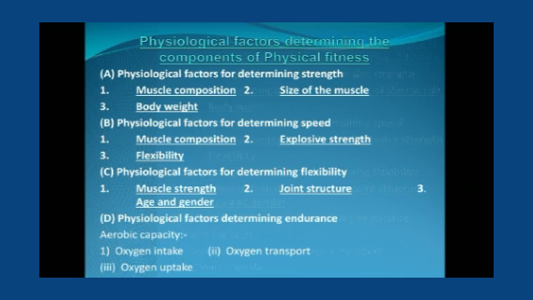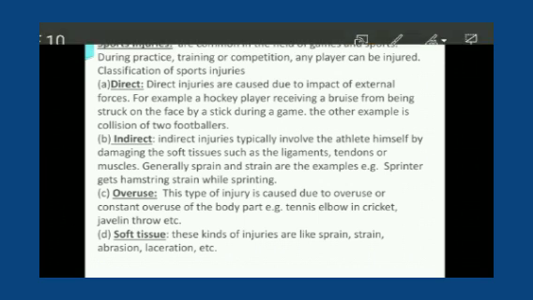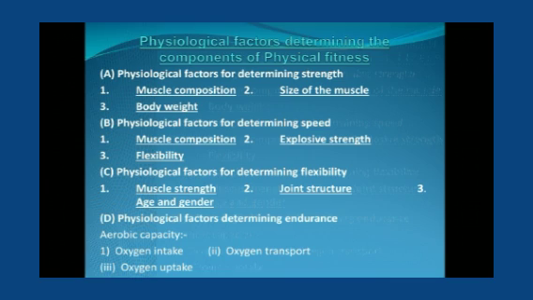Physiological factors determining the components of physical fitness. A. Physiological factors for determining strength: 1. Muscle composition. 2. Size of the muscle. 3. Body weight. B. Physiological factors for determining speed: 1. Muscle composition. 2. Explosive strength. 3. Flexibility. C. Physiological factors for determining flexibility: 1. Muscle strength. 2. Joint structure. 3. Age and gender.